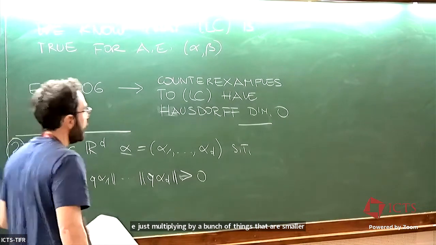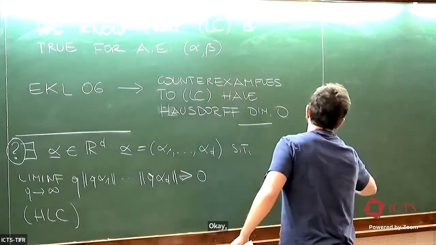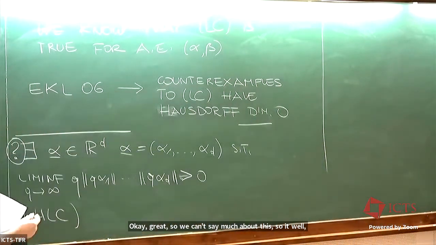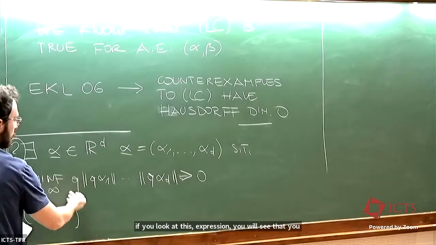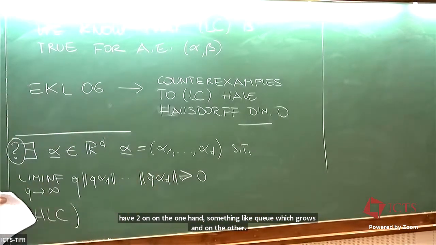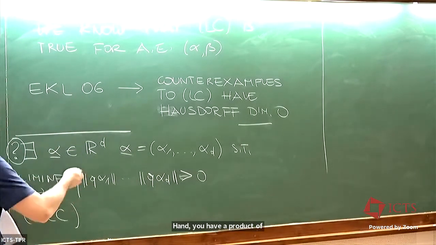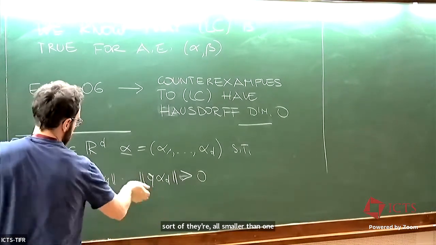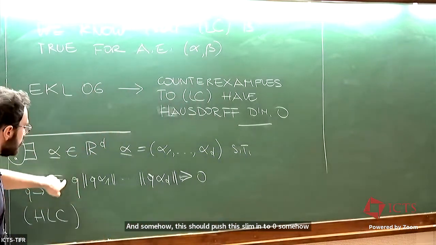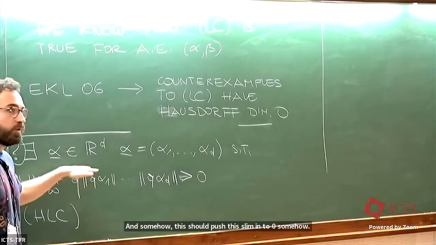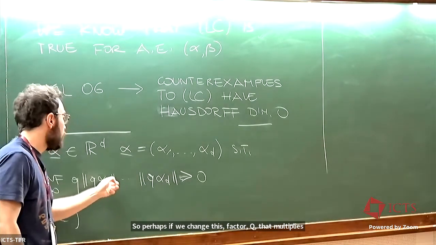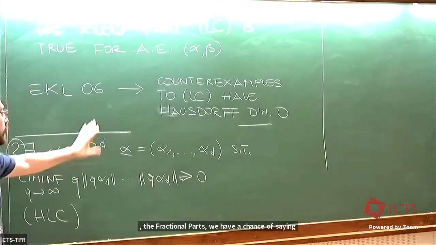Okay, great. So we can't say much about this. Well, if you look at this expression, you will see that you have on the one hand something like q, which grows, and on the other hand you have a product of fractional parts which are all smaller than 1, and somehow this should push this lim inf to 0. So perhaps if we change this factor q that multiplies the fractional parts, we have a chance of finding a vector alpha 1, ..., alpha d such that this lim inf is positive.